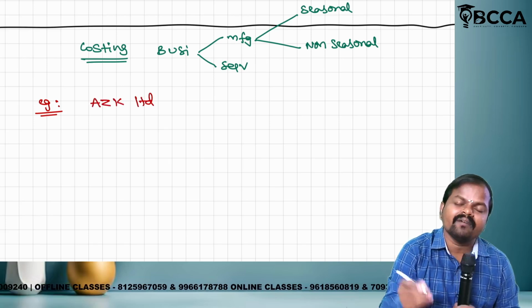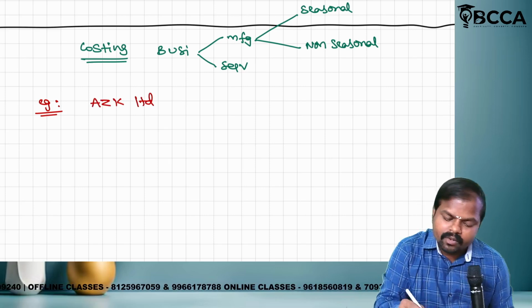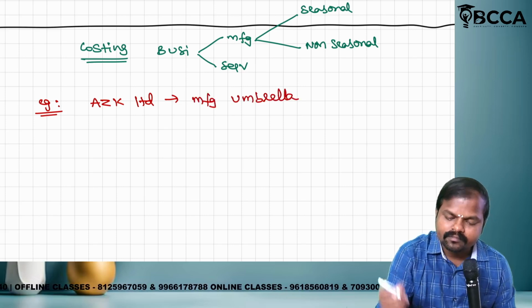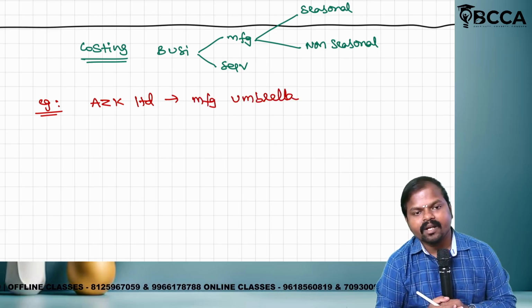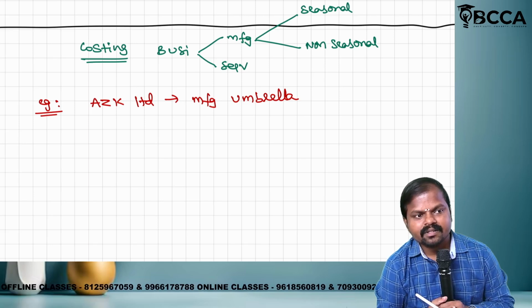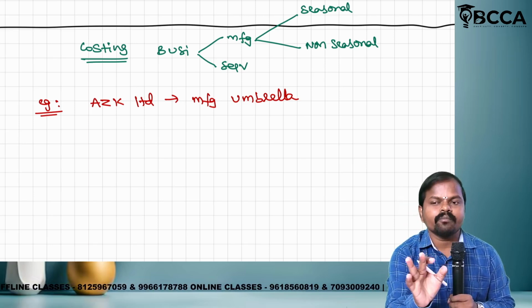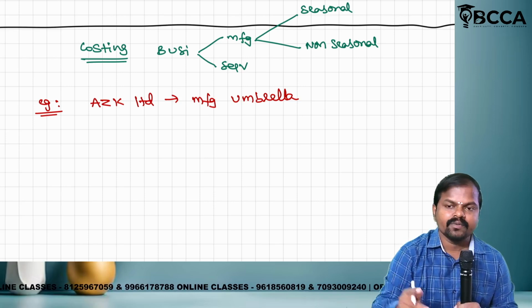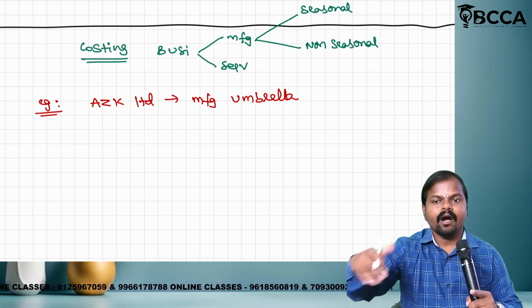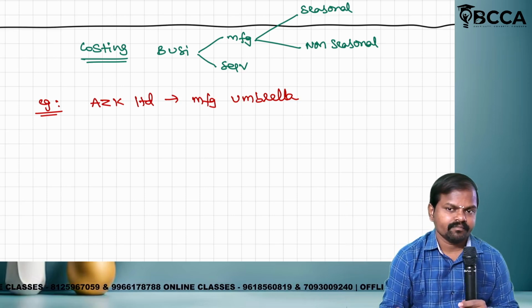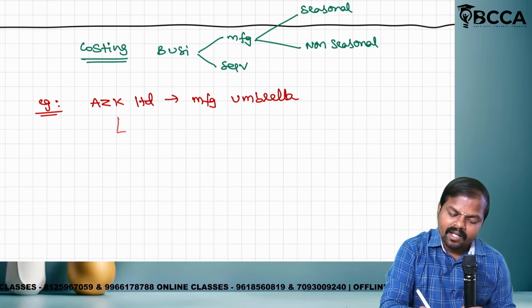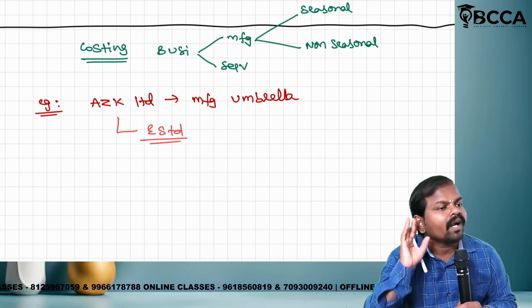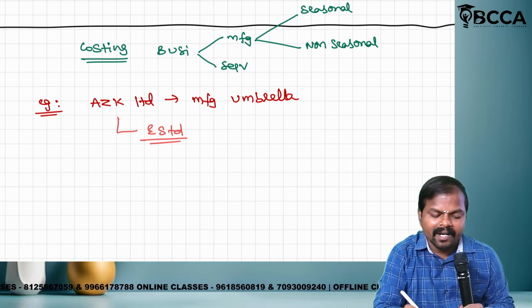Example: AZK Limited, one of the companies, no need to worry about the company name, is manufacturing umbrellas. Is it seasonal based or non-seasonal based? Seasonal based. Just assume they are used only in the rainy season. The rainy season is completed, and the upcoming season is a non-favorable season. They have estimated and predetermined the future in the non-favorable season.